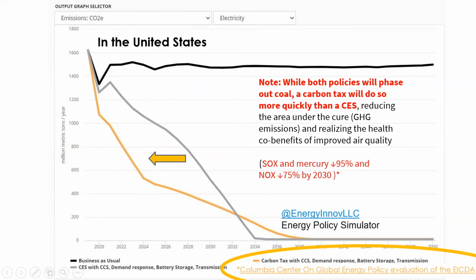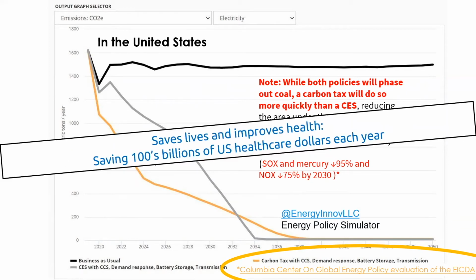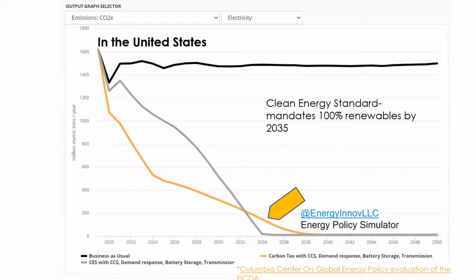According to the Columbia Center on Global Energy Policy, by 2030, the Energy Innovation Act would decrease SOx and mercury by 95% and NOx, or nitrous oxide, by 75%. And these are the building blocks of air pollution. So it cleans up the air very, very quickly. And that translates into saving lives, improving health, and really saving hundreds of billions of US healthcare dollars every year.